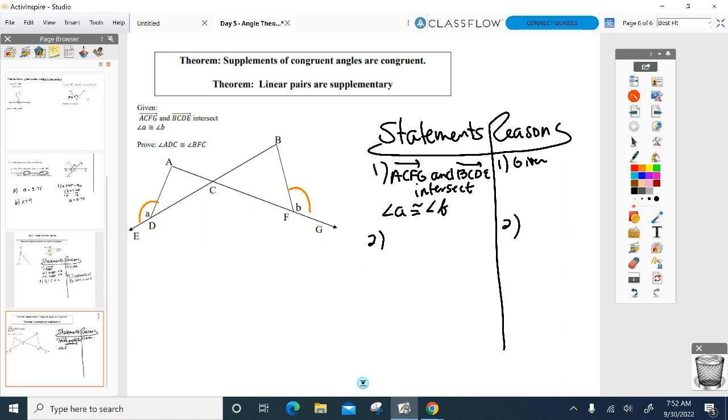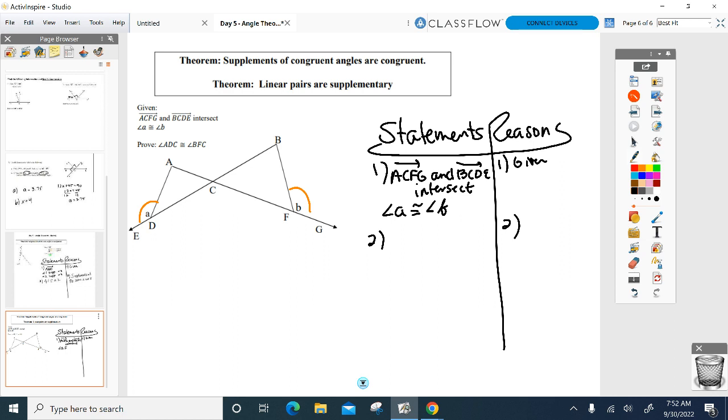Okay, can everyone locate angle ADC? Locate angle ADC. Everyone see it? Where's it right next to? Angle A, right? Everyone locate angle BFC. Everyone see BFC? What's it next to? Angle B, right?